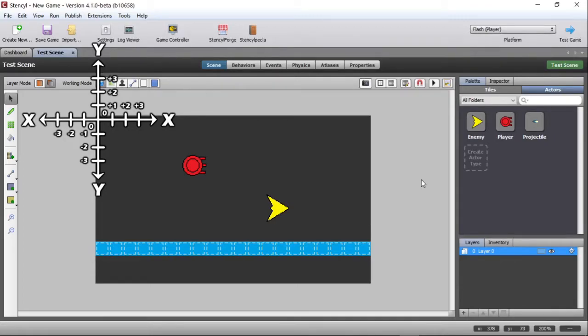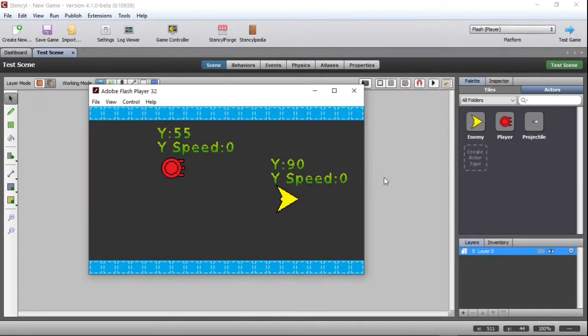But the y-axis ends up with negative values within scene bounds, and the positive values outside. That's why in Stencyl, the y-axis has positive values going down, and negative values going up. If an actor has a bigger y position than another, it will be lower. If an actor has positive y speed, it's moving down. If an actor has negative y speed, it's moving up.